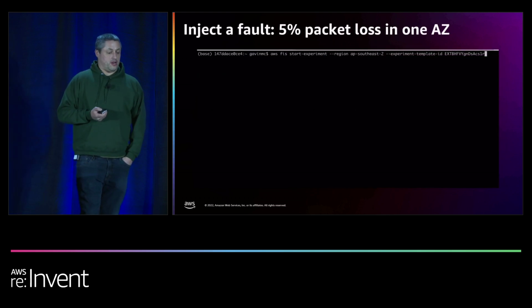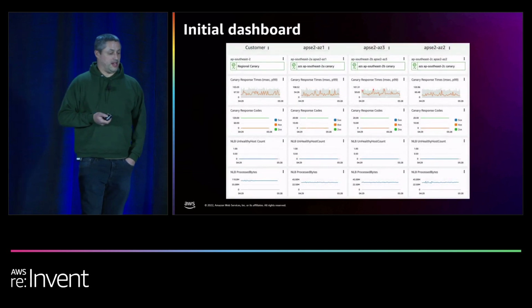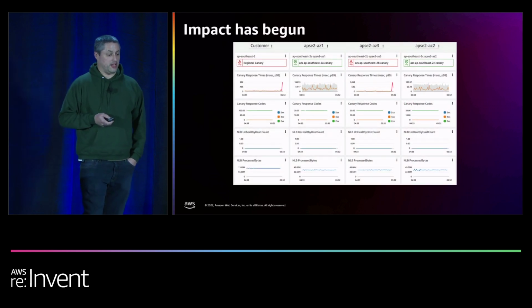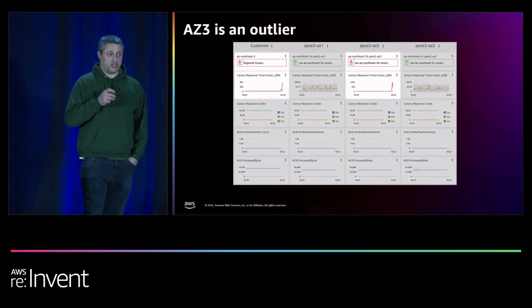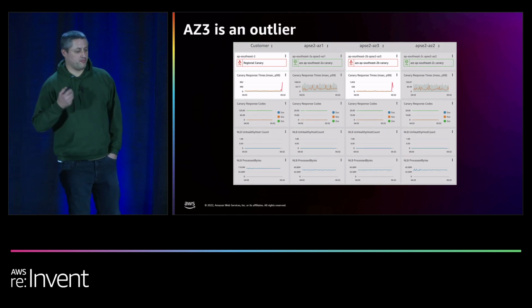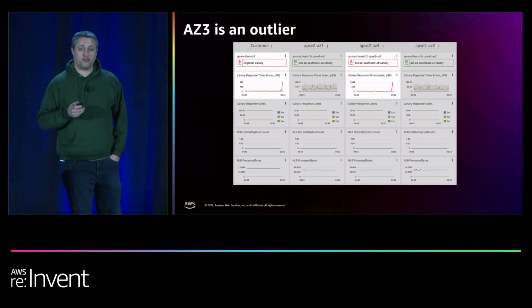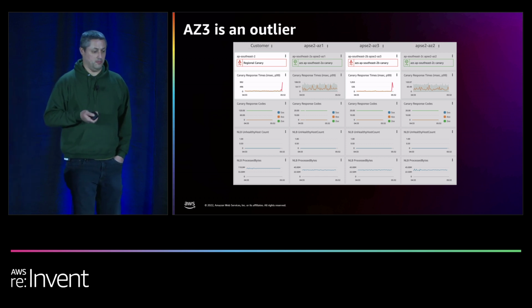We're going to start our experiment, and we see the dashboard clean at the start. A couple of minutes later, we start to see a rise in latency. And so the customer experience is seeing this latency, and AZ3 is also seeing the latency. AZ1 and AZ2 look perfectly clean. So it's really fairly evident here that AZ3 is the problem.